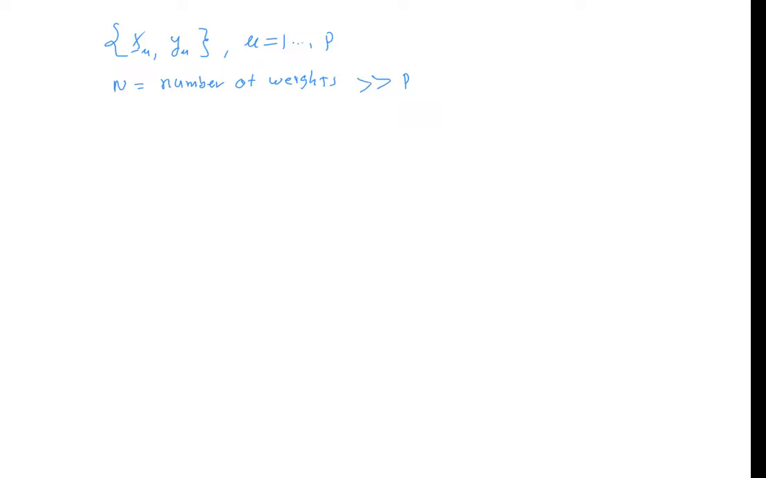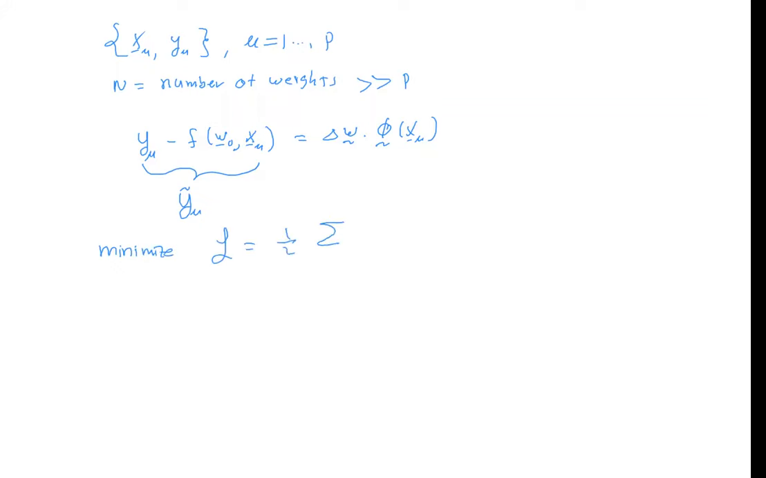So we want to fit a model: Y mu minus F of W naught comma X mu equals delta W dot phi of X mu, okay? And I'm gonna give this a name that shows up a lot. This is Y mu tilde. This is the thing we're actually trying to fit, okay? So I want to minimize the loss equals 1/2 the sum on mu of Y mu tilde minus delta W dot phi of X mu, squared.